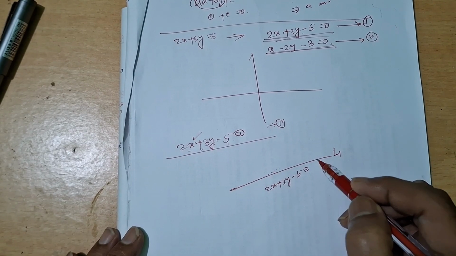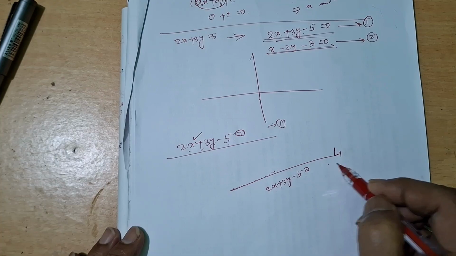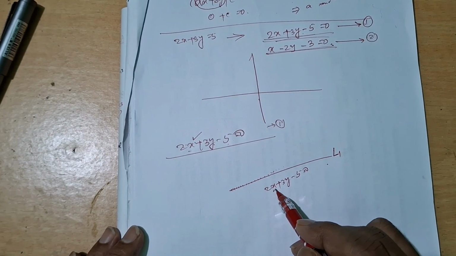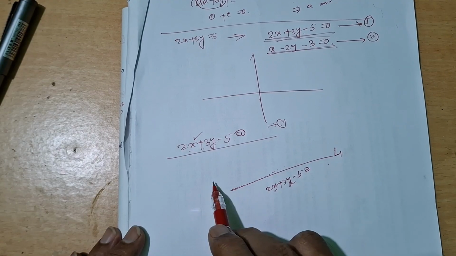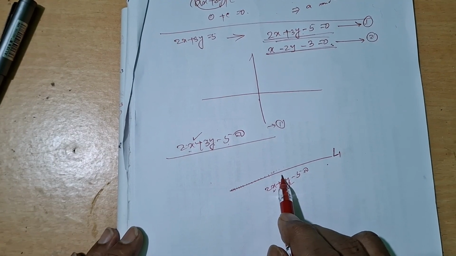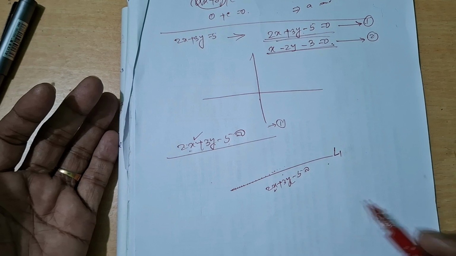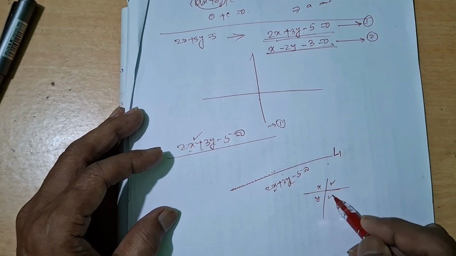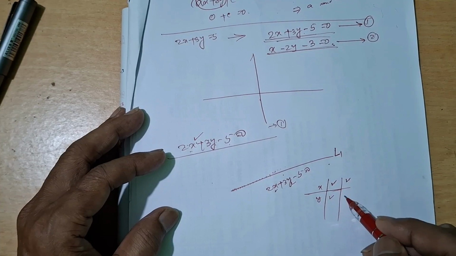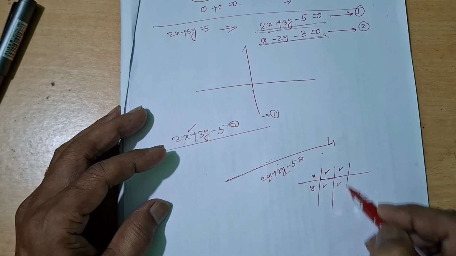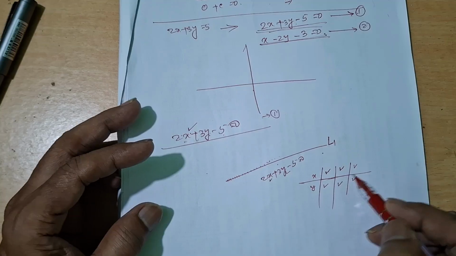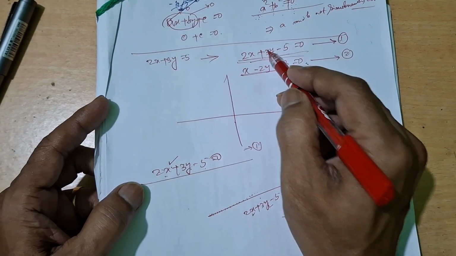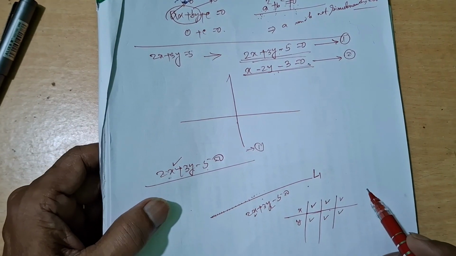Infinite points. Not one point, not two points. For any value of x, you will get a y. So how many solutions are there? Infinitely many solutions. For any x, you get a y. For another x, you get another y. So infinitely many points. But suppose two lines are given.